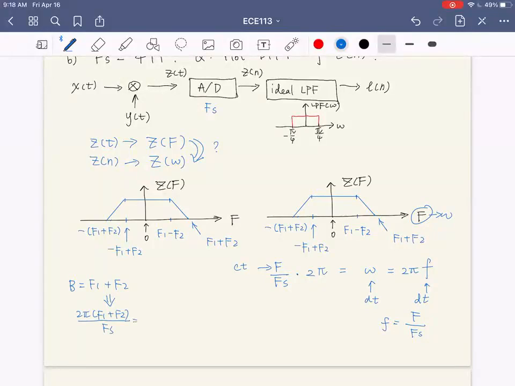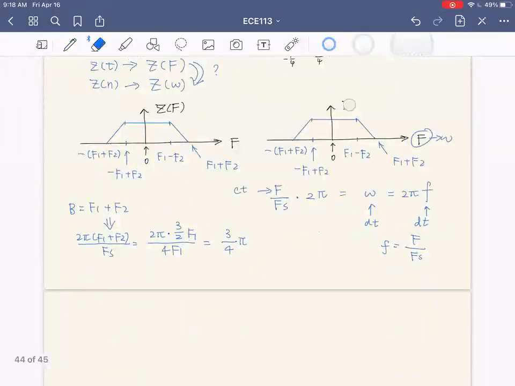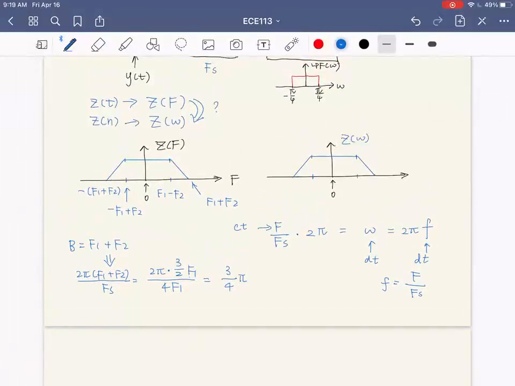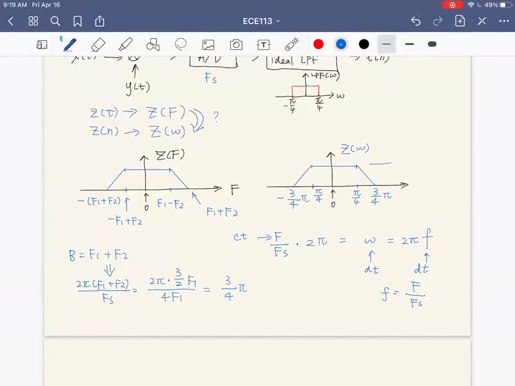And then we know fs equals 4 f1, and the numerator is this, and we'll get, no, it is not this, 1.5 f1, all right? We'll see it is 3/4 pi in omega. So similarly, we can get other time indexes. And after some calculation, we got a range from minus 3 over 4 pi to positive 3 over 4 pi. And similarly, we get the turning point is 1/4 of pi. All right. And then what about its value?